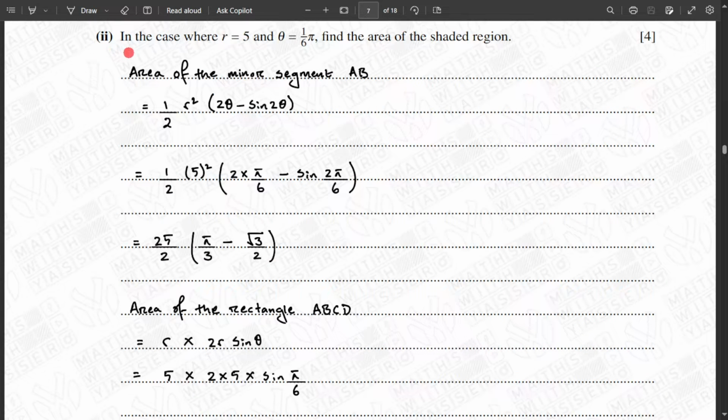In part 2, it says, in the case of where r is equals to 5, theta is equals to pi over 6. Find the area of the shaded region. Area of the minor segment AB. So in order to find the area of the shaded region, what we can do, let's look into the diagram again.